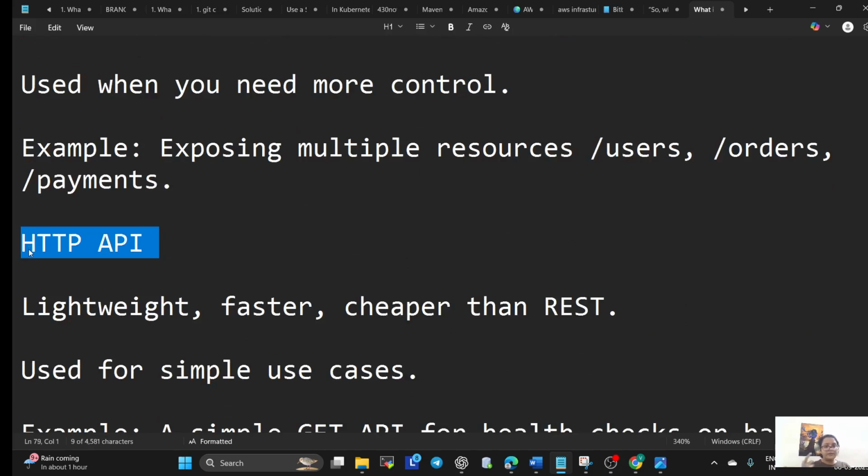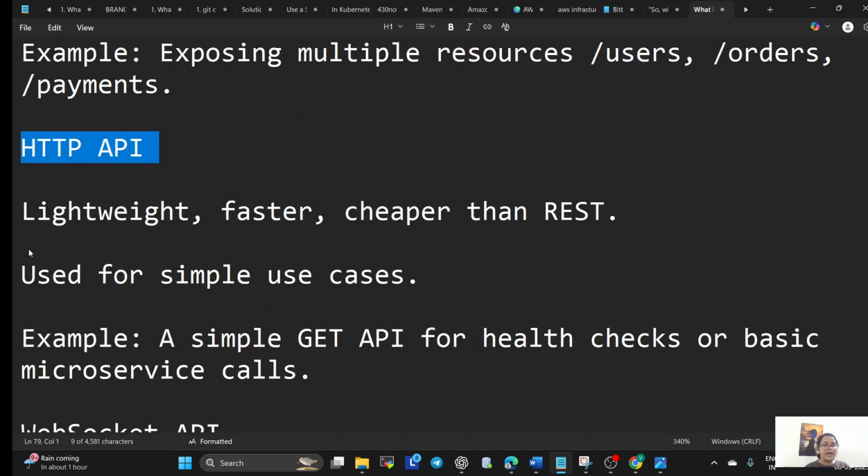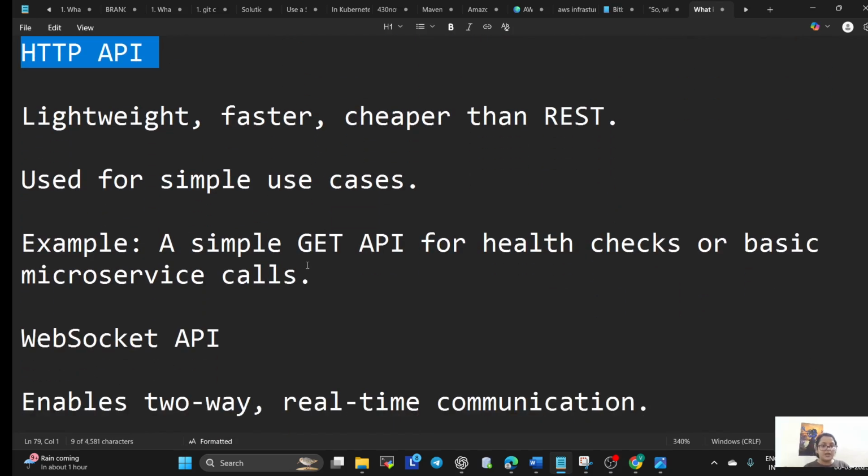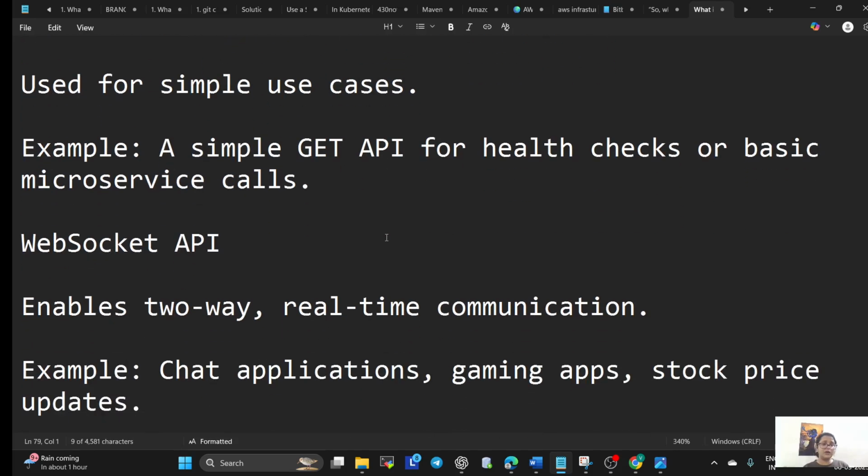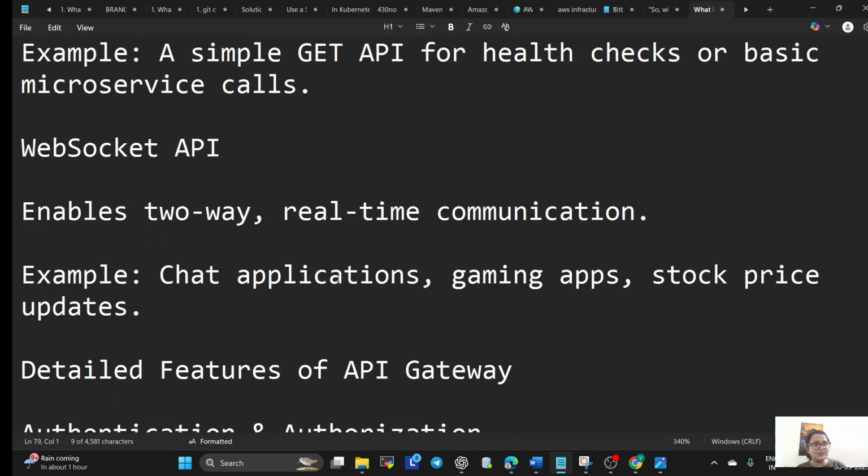That is very lightweight, faster, cheaper than REST API, and used for simple use cases, like a simple GET API for health checks or basic microservices calls, like monitoring. Now third is WebSocket API. What will it do? It enables two-way real-time communication, like a chat application. In WhatsApp you are chatting, two-way is there, right?